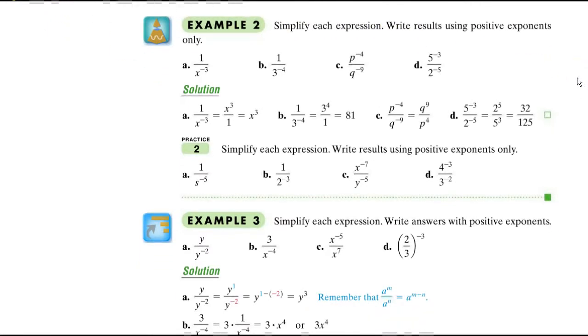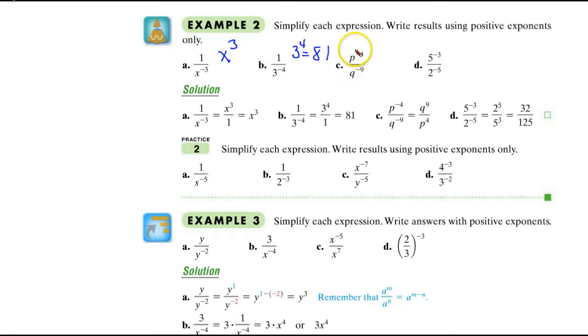Okay, here they want us to write only using positive exponents. Are they asking us to simplify? Yes. So here we just move that up. That's going to be x to the 3rd. Move this up. This is going to be 3 to the 4th, which is 81.